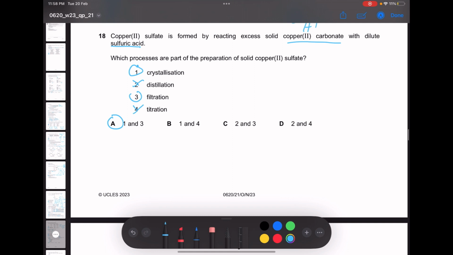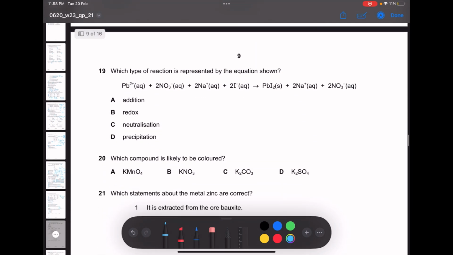19. Which type of reaction is represented by the equation shown? So it's addition, redox, neutralization, precipitation. Over here we can see that they have given us the equation in ions. If we just cancel the same ions present on either side, like nitrate and nitrate, Na plus and Na plus, I've just cancelled the same ions on either side.